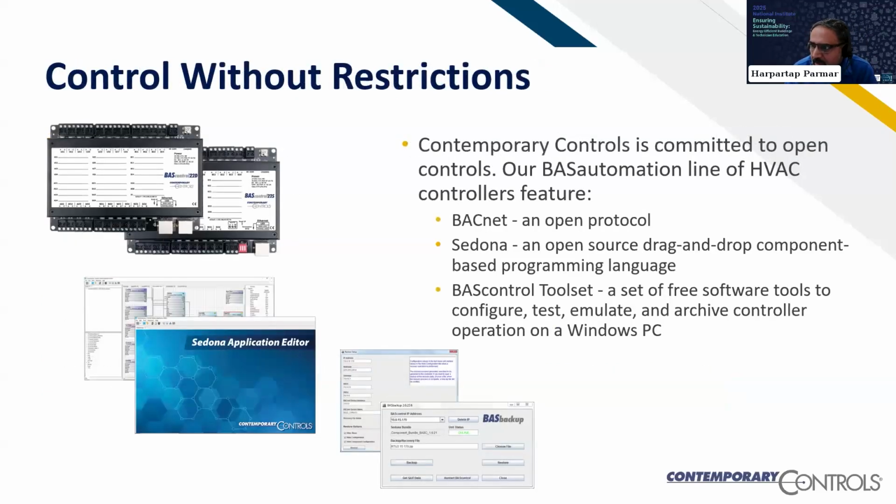So our products give you control without restrictions. What does that mean? We are committed to open controls. Our line of HVAC controllers, which is the BAS automation line, features BACnet, again an open protocol. We use Sedona, which is again an open source drag and drop component-based programming language. And we also give you a free software toolset called BAS Control Toolset, which can be used to configure the devices. You can test and emulate the controller operation, as well as make backups, all using a Windows PC.